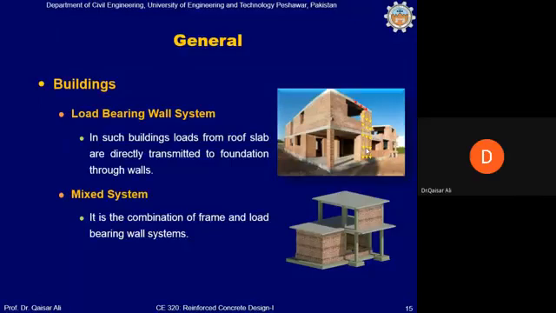This is very important to understand. We are not going into the detail of this load transfer mechanism or load path. Slowly and gradually, you will learn these things.